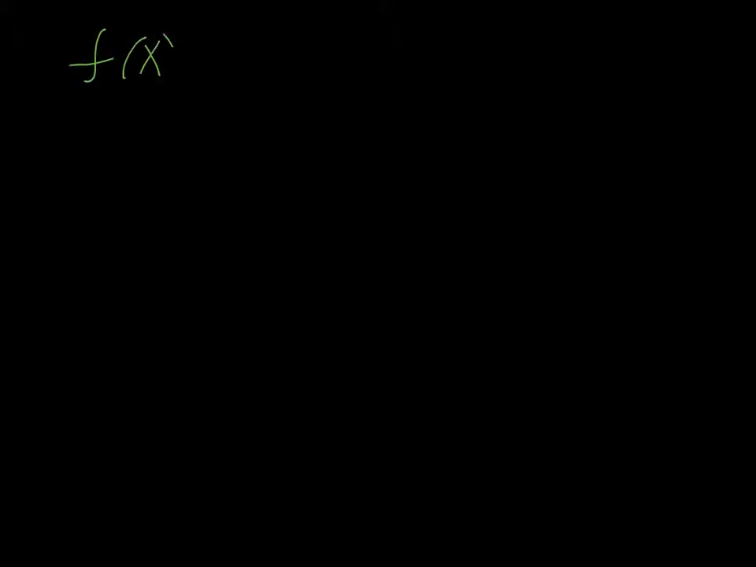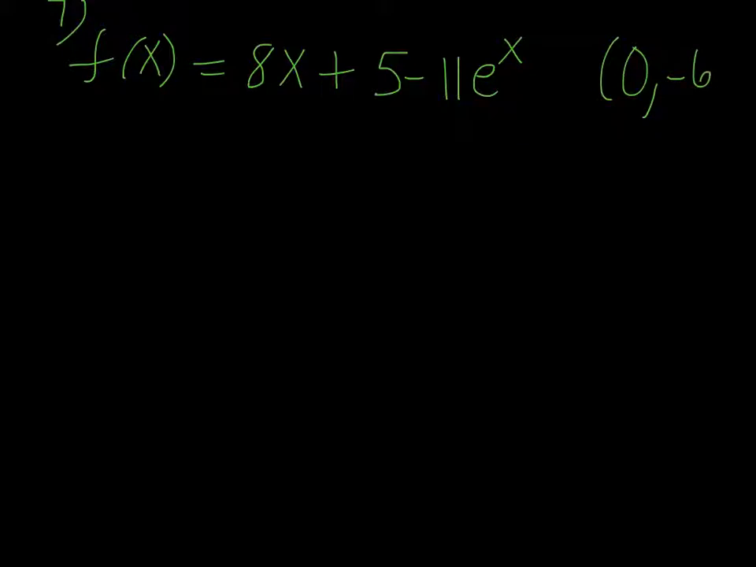Let f of x be 8x plus 5 minus 11e to the x. Then the equation of the tangent line to the graph of f of x at the point 0, negative 6 is given by y equals mx plus b, and we need to find m and b. So let's start with the derivative. That's going to be 8 minus 11e to the x.